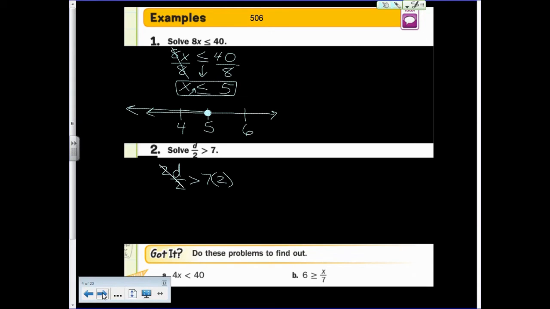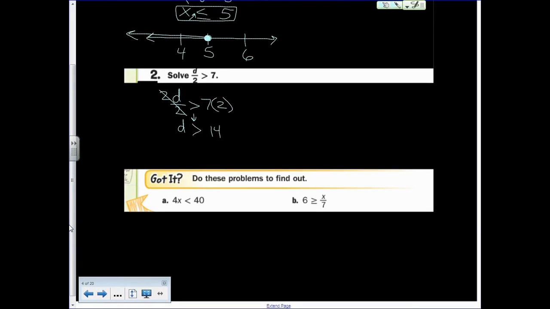2 divided by 2 equals 1, leaving us with just 1d, or d, on the left-hand side. 7 times 2 is 14. And because we multiplied on both sides by a positive number, our sign is just going to drop straight down, and it's going to be d is greater than 14.